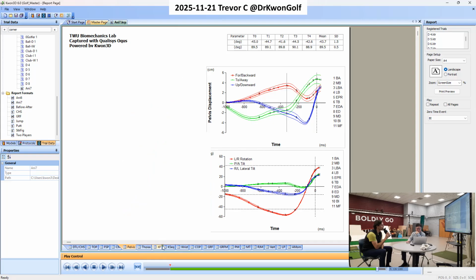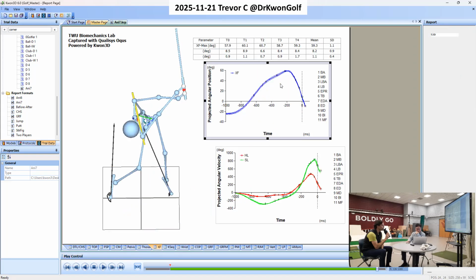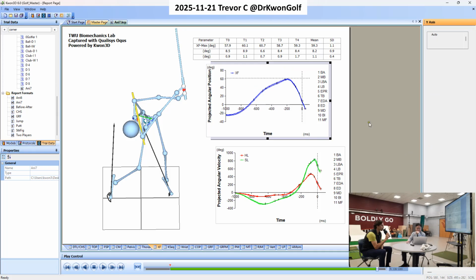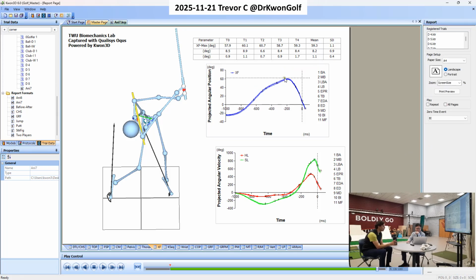And then the X factor: the magnitude seems similar. It's slightly under the elite men's average. It's essentially continuous, although the slope changes here, but it's continuously increasing. This posture is a bit too much.